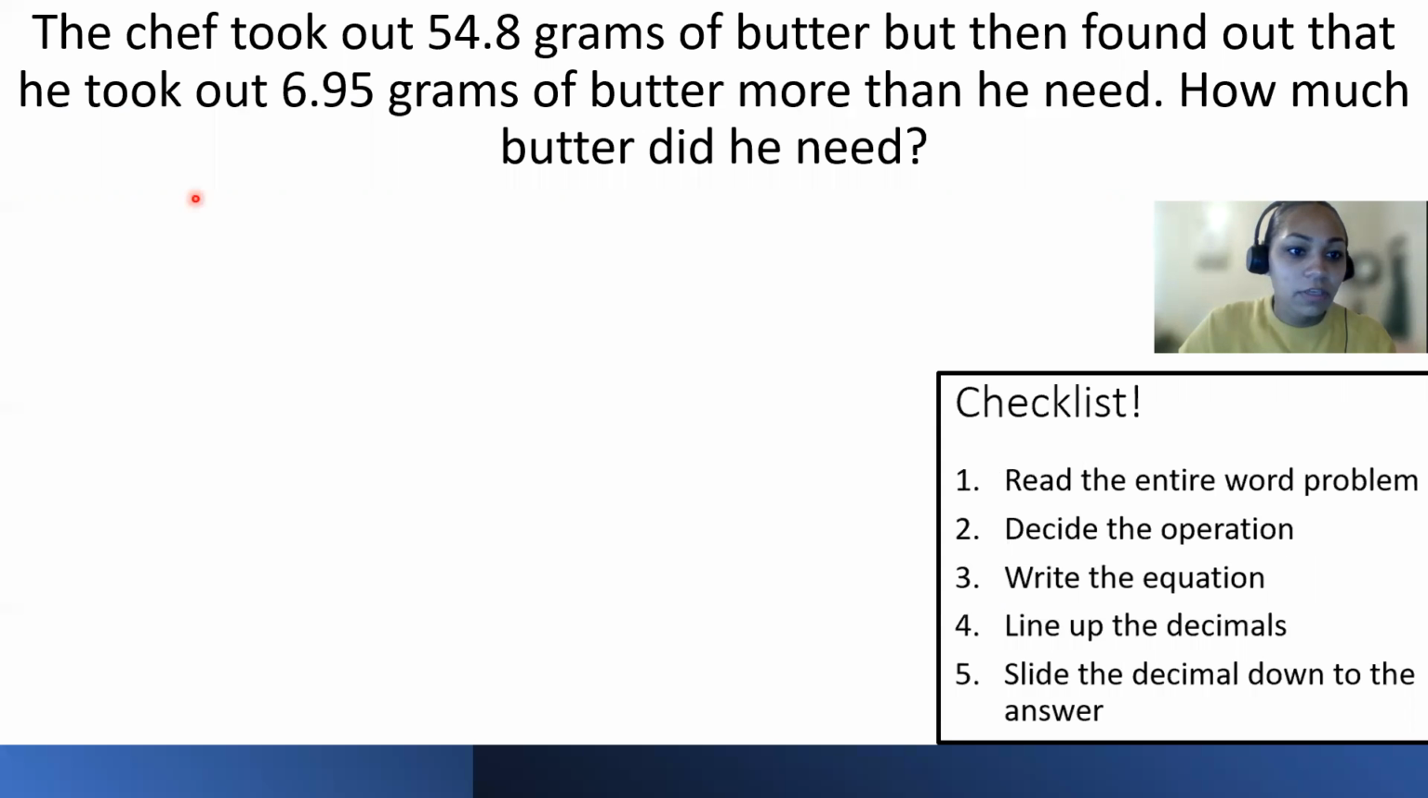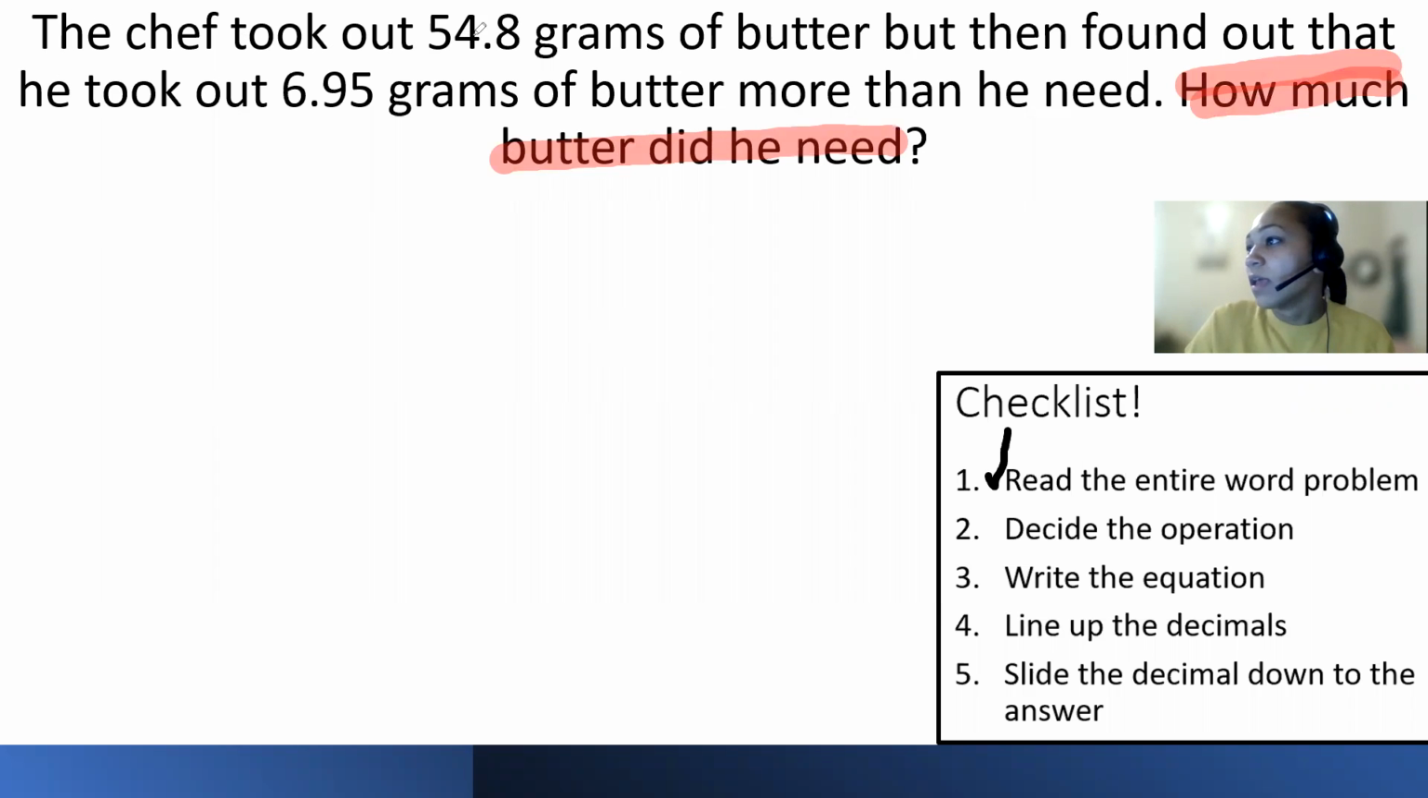All right, so the chef took out 54.8 grams of butter, but then found out that he took out 6.95 grams of butter more than he needed. How much butter did he need? All right, so checklist, read the entire word problem. I just did that. Let me check that off. I read the entire word problem. Then decide the operation. Okay, so let's read the question, just the part with the question mark. How much butter did he need? That is the part that will help us figure out the operation.